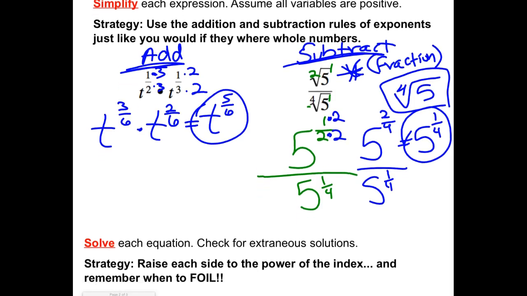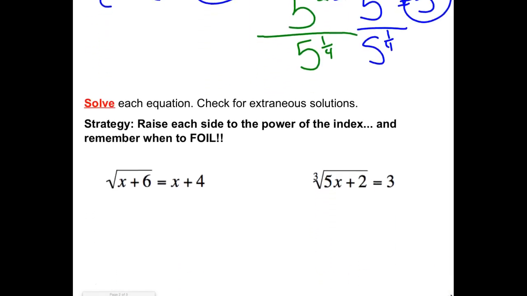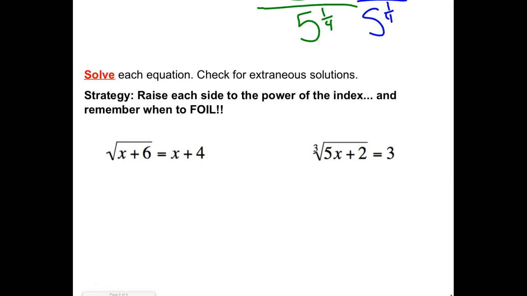All right, the next section I'm going to talk to you about is our solving section. And now I'm going to stress this section the most. This section is worth the most, it's worth the most points, guys.